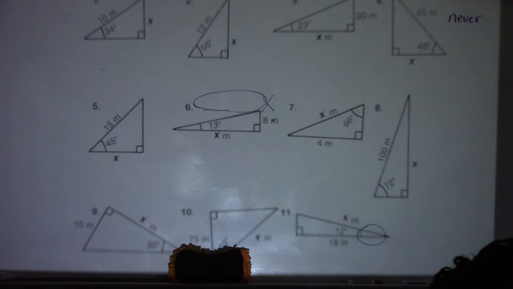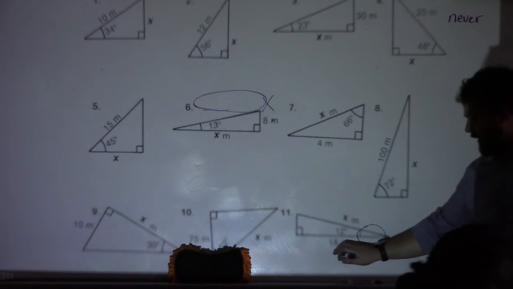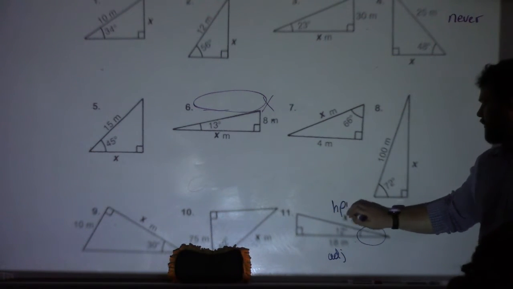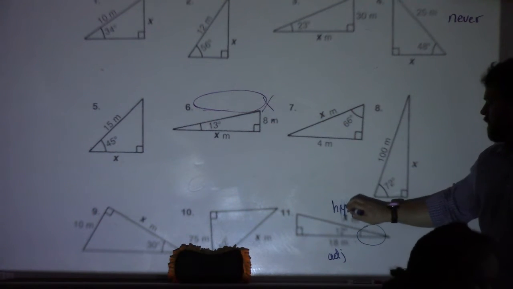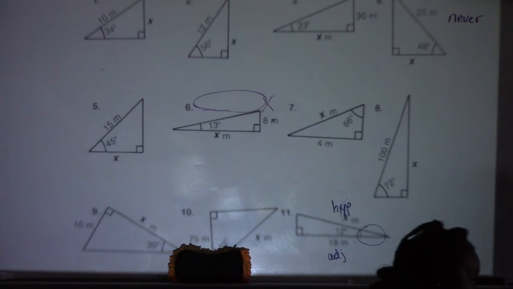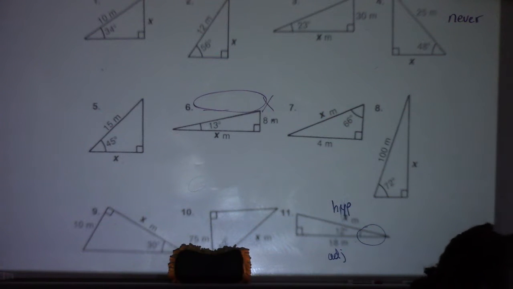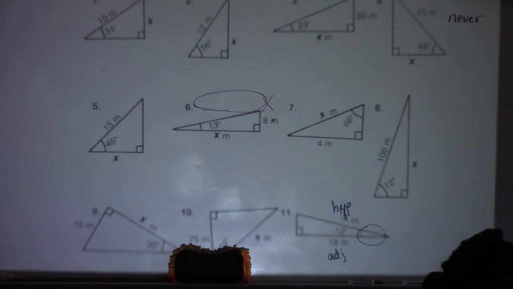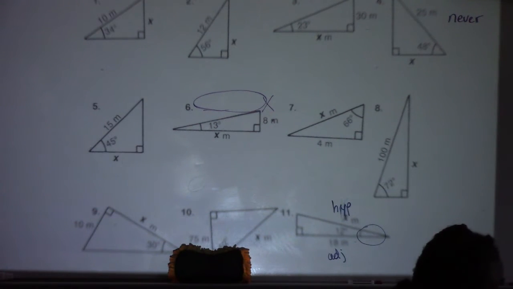Which trig ratio would I be using in this triangle? This 18 is my side adjacent. The x is my hypotenuse. So Jalen, if I have the side adjacent and the hypotenuse, which trig ratio am I going to use? What do I call it? Cosine. Say it again, Gabe. Cosine. Yeah. We got to know that right off the top of our head.